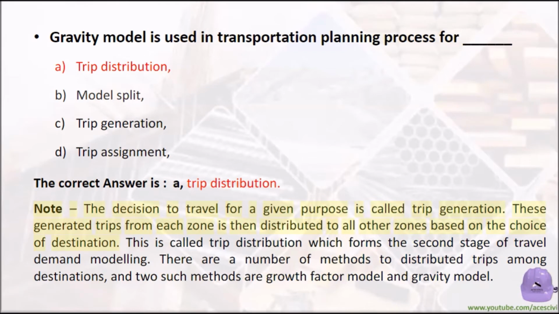These generated trips from each zone are then distributed to all other zones based on the choice of destination. This is called trip distribution, which forms the second stage of travel demand modeling. There are a number of methods to distribute trips among destinations, and two such methods are the growth factor model and gravity model.